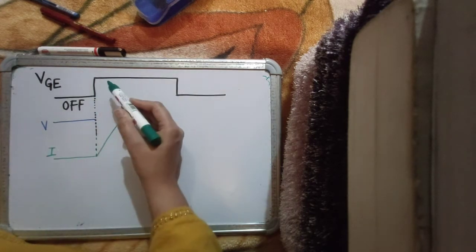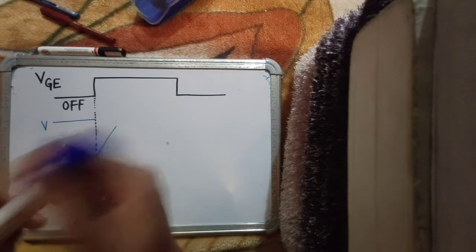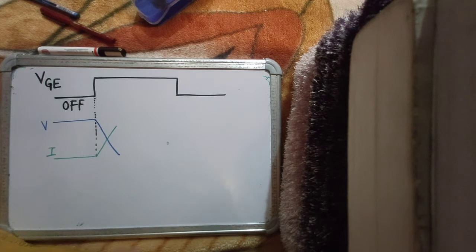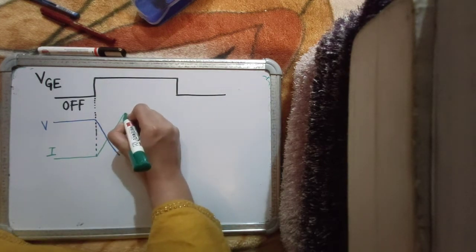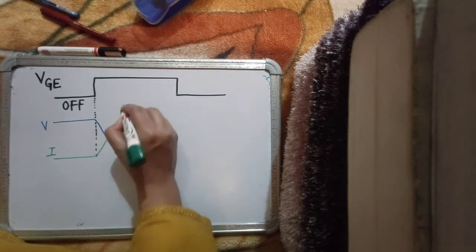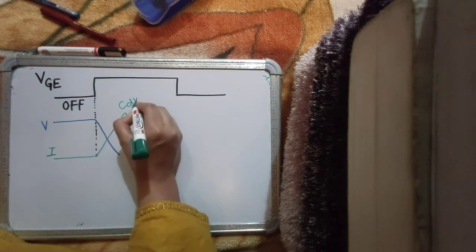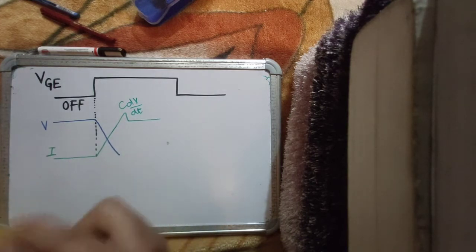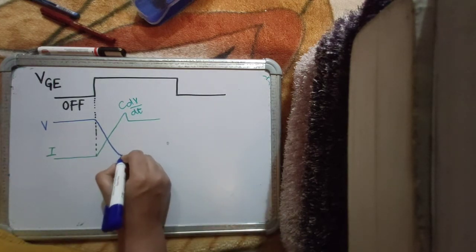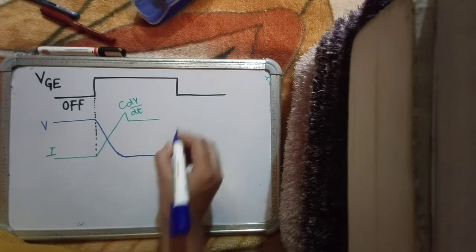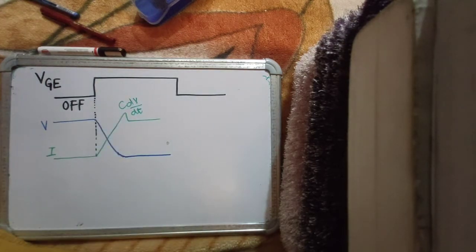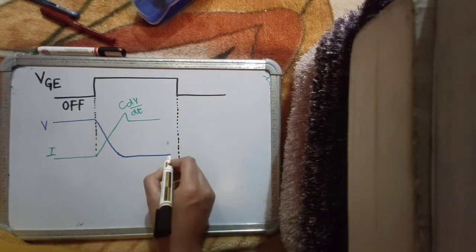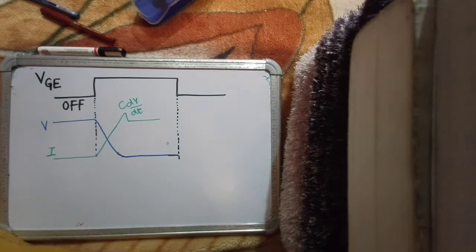The moment you turn the switch on, the voltage started falling and the current started rising, of course with a small kick due to the presence of junction capacitance. So there is a small C dV by dt kick in current during turn on, and then your voltage has fallen to almost zero value, right? So this was the turn on transient, and now let's see the turn off transient.